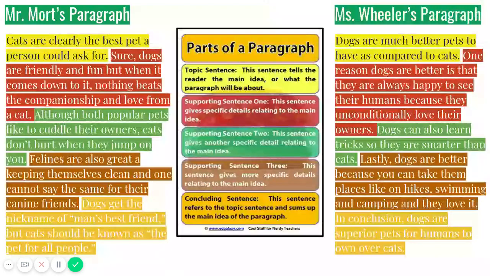Now, Mr. Morton and I both wrote some hamburgers. He took a different stance. And his paragraph reads, cats are clearly a best pet a person can ask for. So there's his topic sentence. You'll see that I color-coded it so that you could see the two different topic sentences for both of us. Sure, dogs are friendly and fun, but when it comes down to it, nothing beats the companionship and love from a cat. So that's his supporting sentence number 1. It gives specific details why he thinks cats are better.